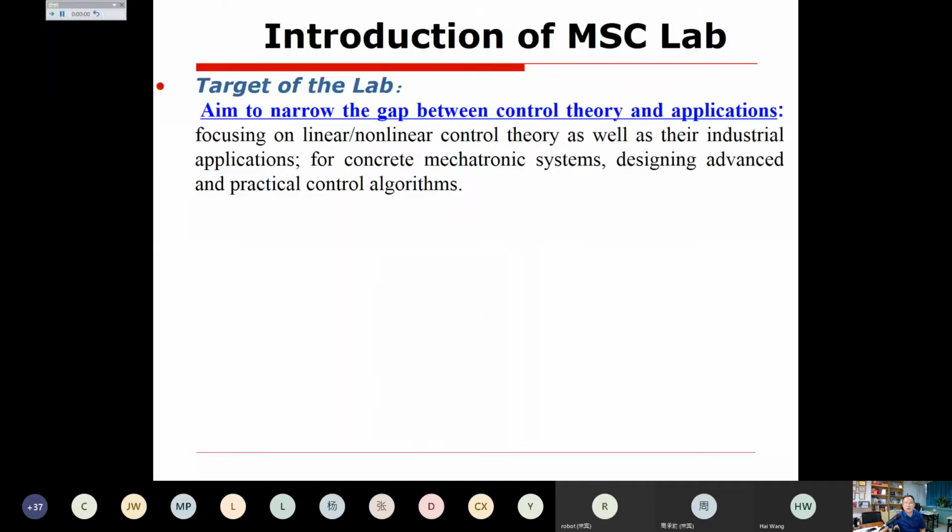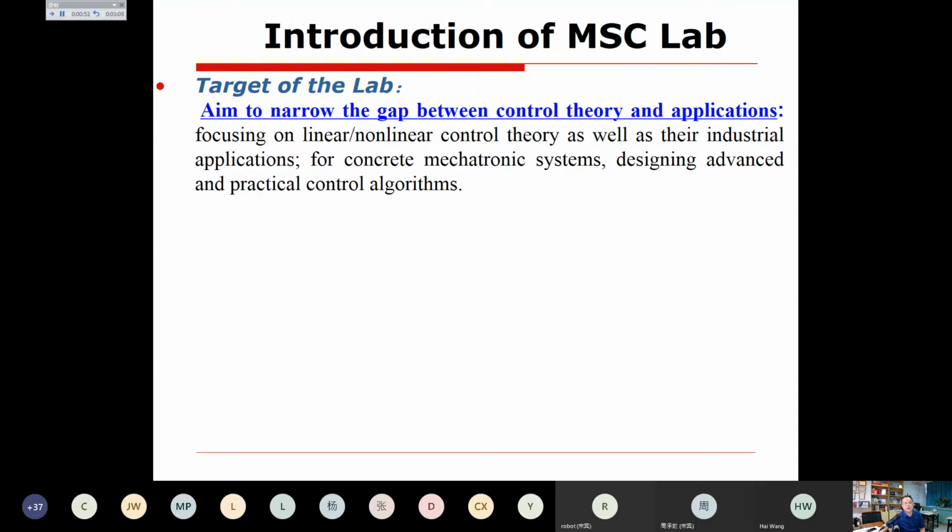Okay, so we have a mechatronic system control lab. So the target, why I want to have such a lab, is because you know there's a gap between the control theory research and the control engineers. Many advanced control theories just stay in the papers and have little chance to be successfully applied in industry or applications. I think there are many reasons. So one of the main targets of our lab is to narrow the gap between control theory and applications.